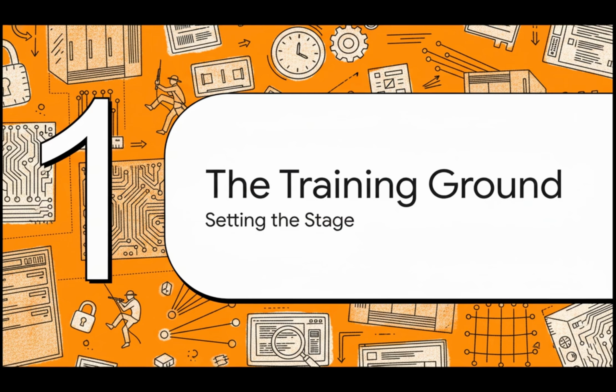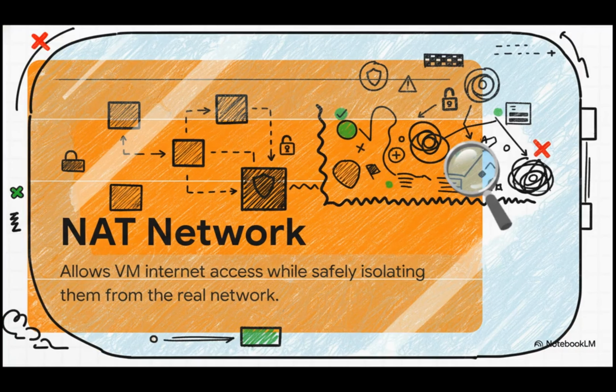Because every good heist needs a staging area. Now, I gotta point out that we are operating in a safe, simulated lab environment. We're using a NAT network inside VirtualBox. Basically, this lets our virtual machines talk to each other and access the internet, but it builds a solid brick wall between the lab and your actual home network, so we're safely behind the glass.